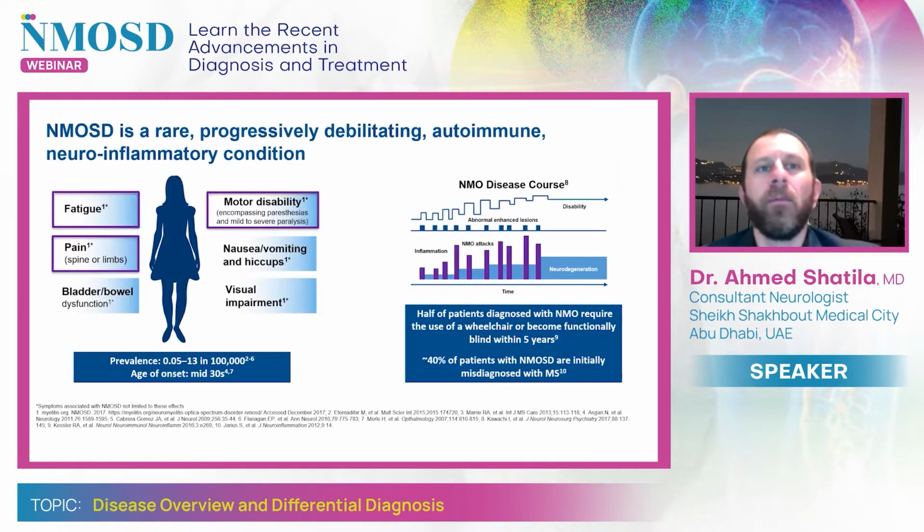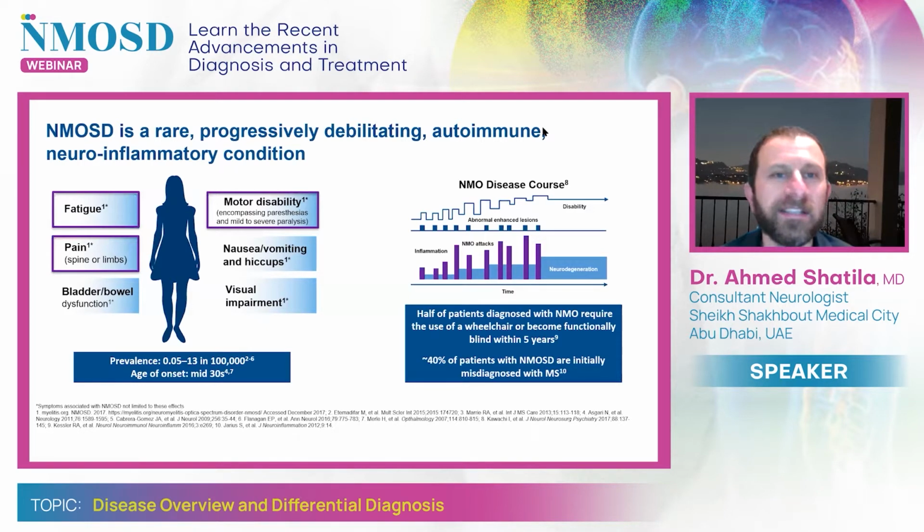When we look at NMO, NMO is a rare, progressively debilitating autoimmune disorder of the central nervous system. Now, what does that mean? How does it present? NMO predominantly is optic nerve and spinal cord, and that is historically what we think of as NMO. But we now know that NMO isn't just optic nerve and spinal cord, it also has some brain involvement. It has brainstem involvement as well, especially the area postrema.